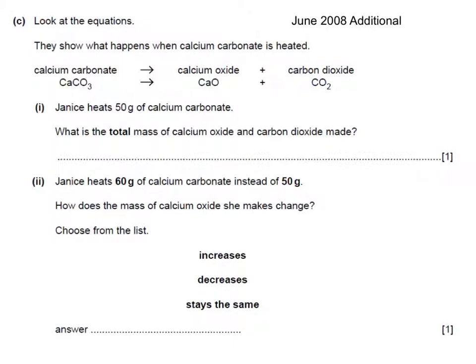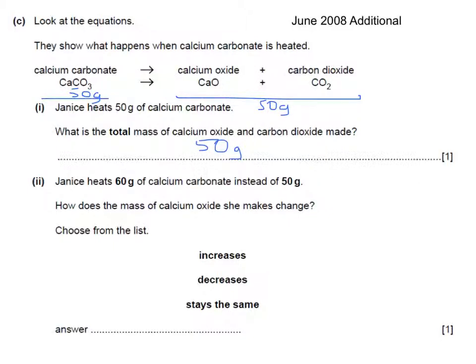Here's an exam question based on this principle. Look at the equations. They show what happens when calcium carbonate's heated. The calcium carbonate makes calcium oxide and carbon dioxide. And Janice heats up 50 grams of calcium carbonate. So here we've got 50 grams of calcium carbonate on the left. And it says, what's the total mass of the calcium oxide and the carbon dioxide on the right? Well, by the principle of conservation of mass, this would also be 50 grams.